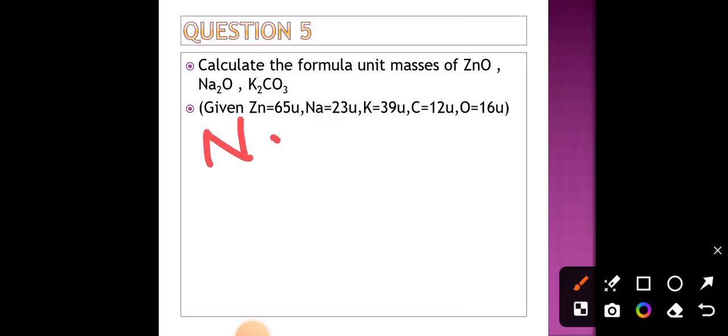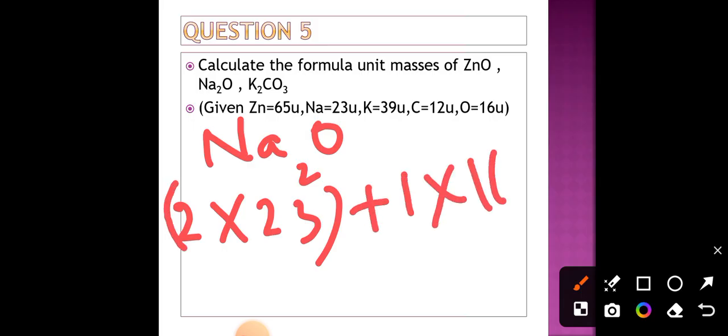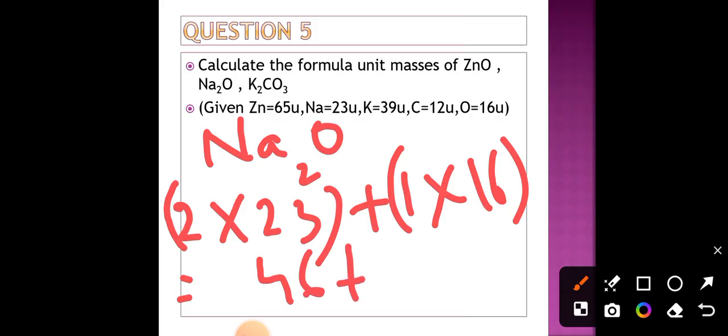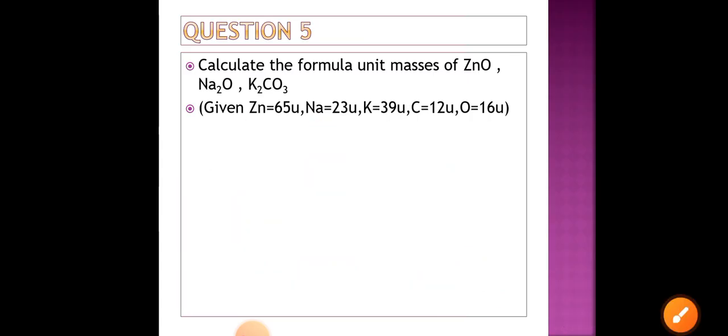Let's take one more example. Na2O. How many atoms of sodium are there? 2 into what's the atomic mass of sodium? 23. Plus 1 atom of oxygen is there and 16 is the atomic mass of oxygen. Now 46 plus 16, 62. 62 U is the formula unit mass of sodium oxide, Na2O. Okay, so like this we can solve many more problems.